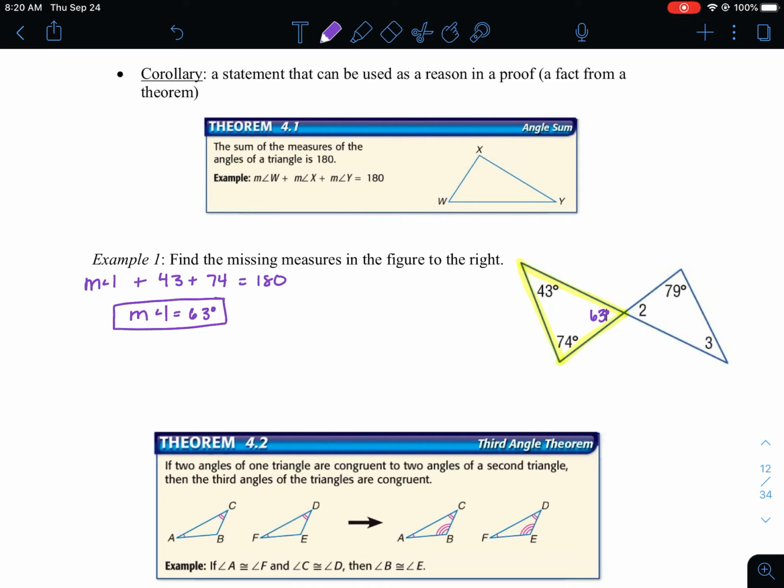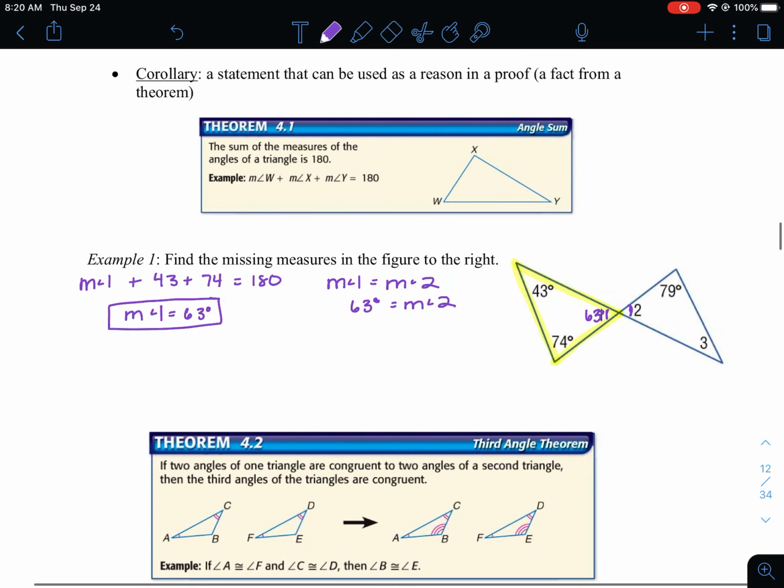Now we need to use that 63-degree angle and something that we've previously learned to find the measure of angle 2. Well, angle 1 and angle 2 are vertical angles. So we remember that vertical angles are congruent. So the measure of angle 1 is 63 degrees. That means that's what the measure of angle 2 is. So we know that the measure of angle 2 is 63 degrees.